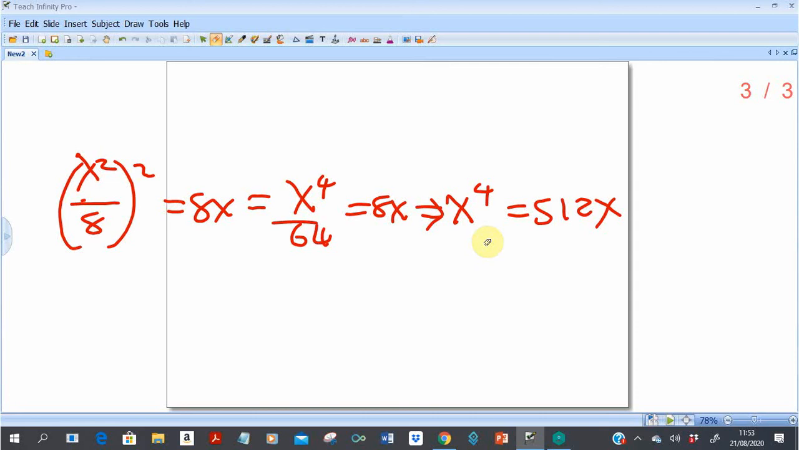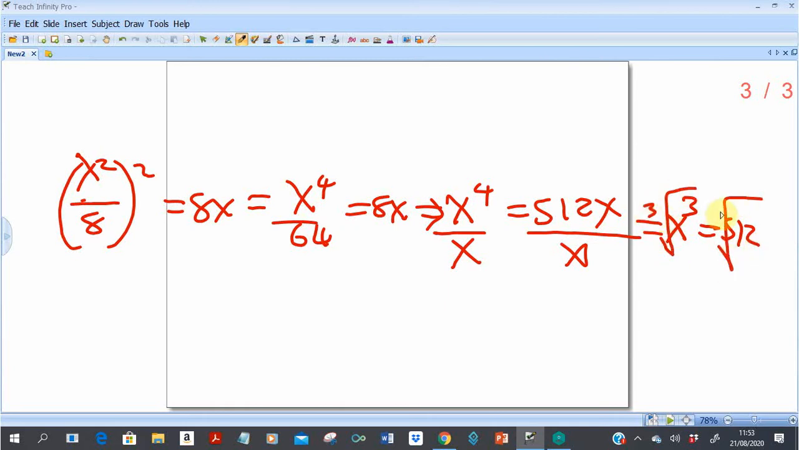Let's do the steps. This just means x to the 4 is equal to, you cross multiply, 512x. Then divide both sides by x, then you have x to the power 3. Remember from the laws of indices, you just subtract 1 from 4. That is equal to 512. Take the cube root of both sides, and you have x equal to 8.